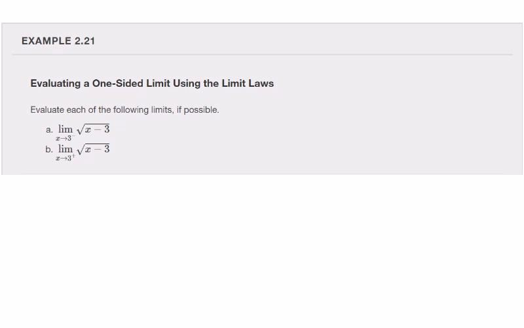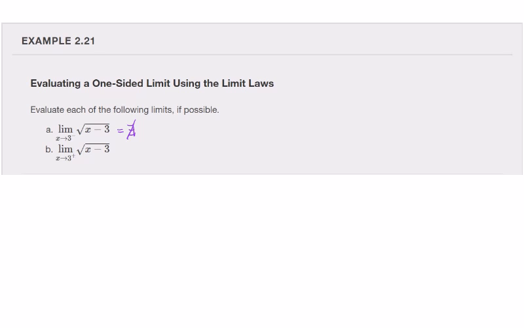it doesn't exist to the left of 3. If I were to plug in 2 here, or even 2.9, I would end up with a negative underneath the square root. And if we have a negative underneath the square root, that's an imaginary number, one that we can't graph. So the function doesn't exist at those points, at least not on the real coordinate system. So the limit as x approaches 3 from the left does not exist. So it'd be DNE, or the backwards U with the line through it.